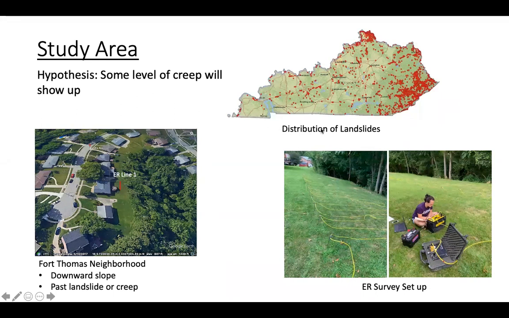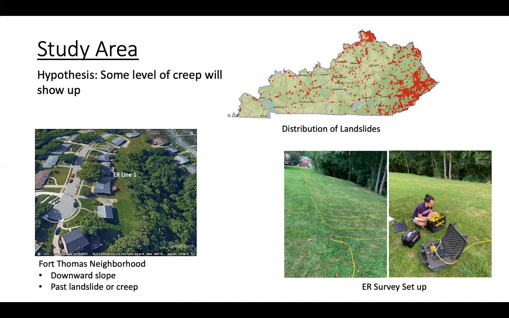So you can see the distribution of landslides in Kentucky, and there's a high concentration of them in northern Kentucky specifically. So that's why I chose this area. And then this specific site location is in Fort Thomas, and I chose it because I had access to it, as well as you can see there's this big downward slope that's happening in this area. So from the road to the tree line, there's a pretty significant slope that happens pretty quickly, I would say.